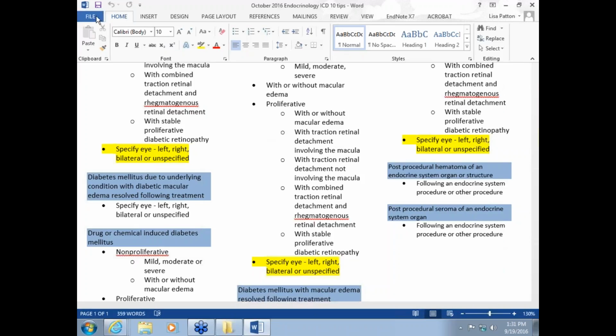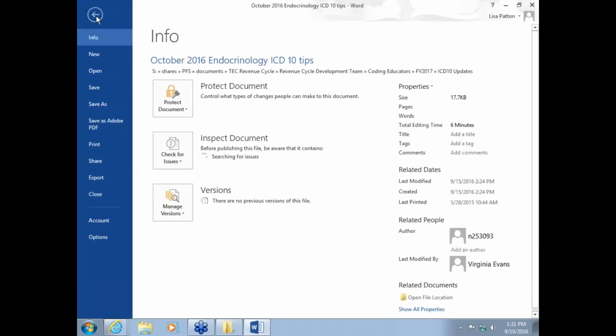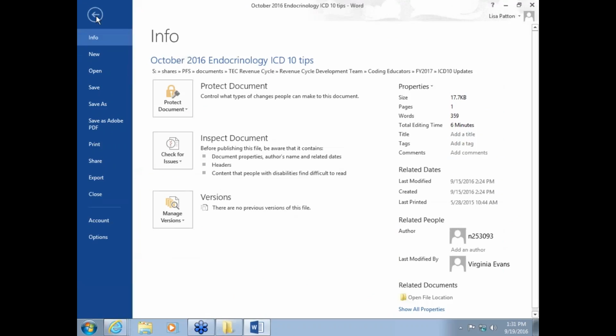So believe it or not, that's the 16 pages of endocrinology in a nutshell. Any question on those before I move on to the next one? Okay.